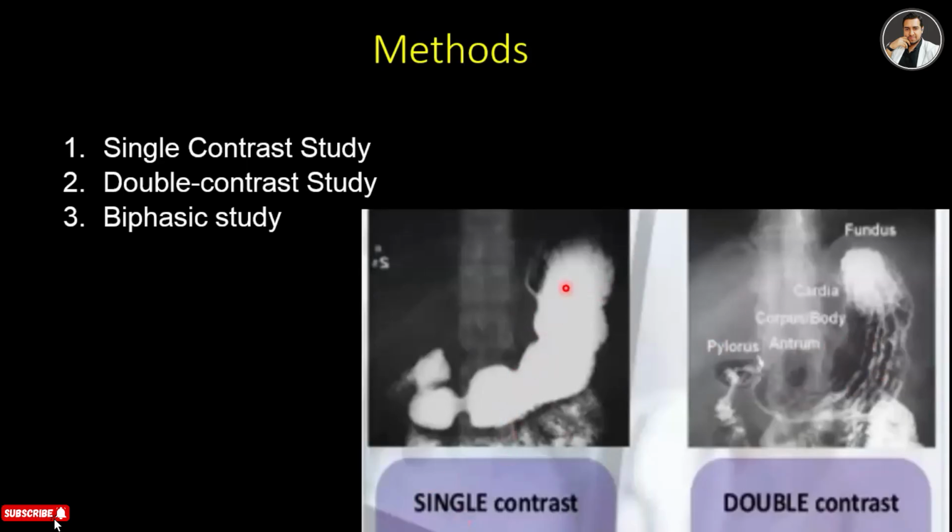So here you can see an image of a single contrast study and a double contrast study. In the single contrast study, you can see that the stomach is filled with only the barium sulfate solution. There is no gas, and this is a fundus gas, and it's a normal gas. In the second image, there is a double contrast image, and you can see that the stomach is filled with gas and some barium sulfate solution. So this is a double contrast study.